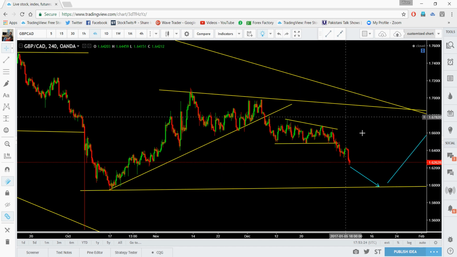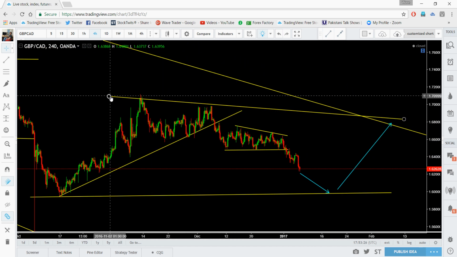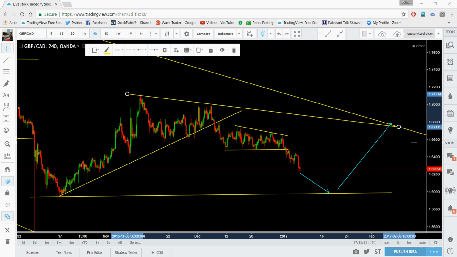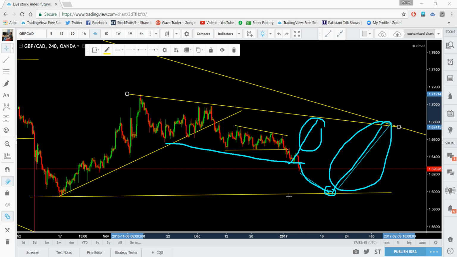Right, so this target is still intact. Before that we were anticipating this move. We didn't get this move yet, but price broke down. So once price hits the bottom, we will look for this move. It can form a triangle.